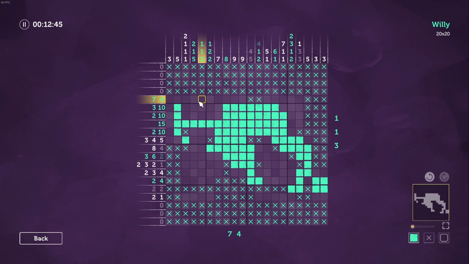In this space, can we fit the 7 and 4 here? 7 plus 4 is 11 plus a gap takes 12 cells, and there's only 10 here. So the 4 must be over in these 5 cells, taking at least the center 3 squares. And the 7 must be here. 1, 2, 3, 4, 5, 6, 7. At least taking these cells, which these 1 clues prevent anything more from being here. That means this 3 clue in 4 spaces takes at least those 2 center squares.